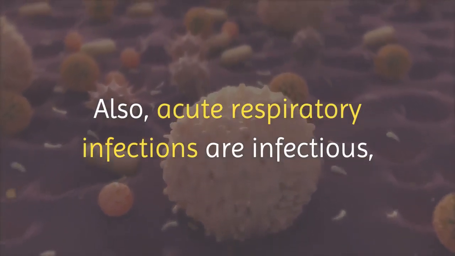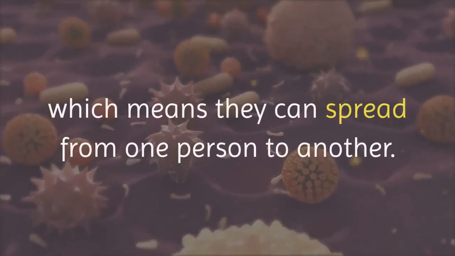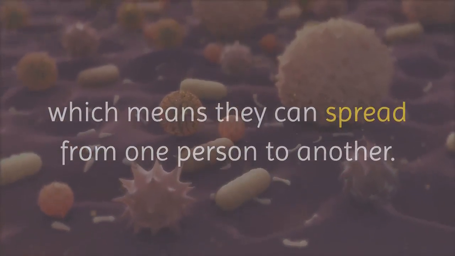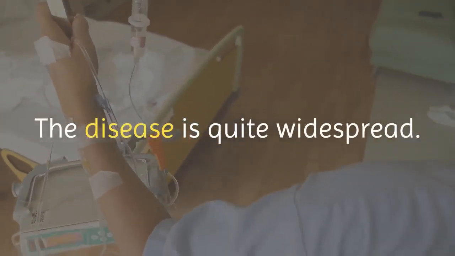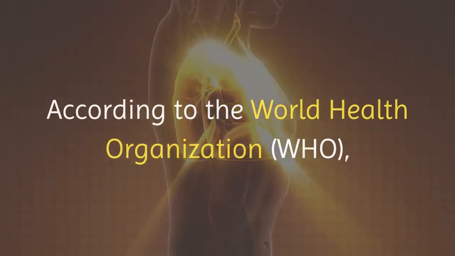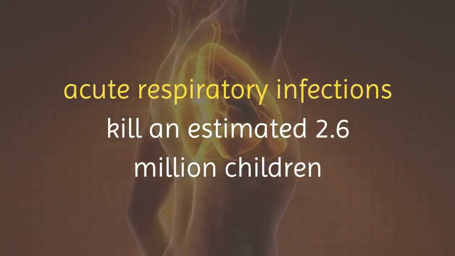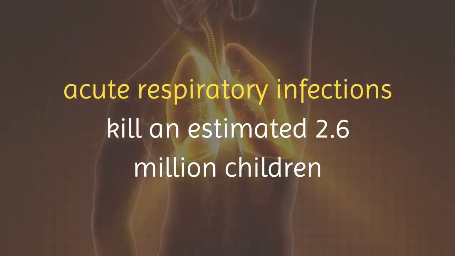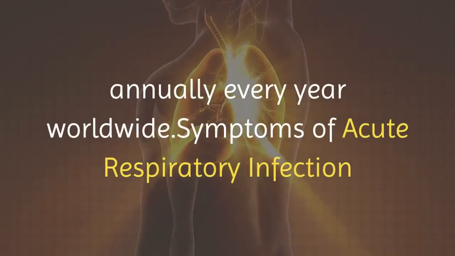Also, acute respiratory infections are infectious, which means they can spread from one person to another. The disease is quite widespread. It is particularly dangerous for children, older adults, and people with immune system disorders. According to the World Health Organization (WHO), acute respiratory infections kill an estimated 2.6 million children every year worldwide.